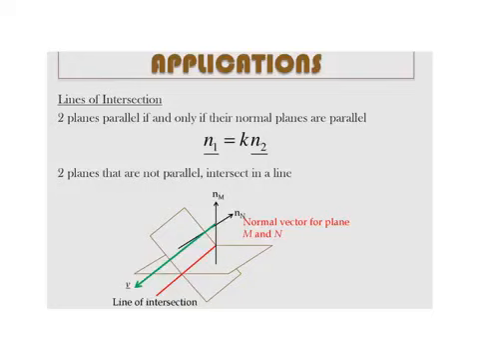We will discuss some applications of the previous topic and some related examples in this lecture. So, the application related to the line of intersection: two planes are parallel if and only if their normal vectors are parallel. If their normals are parallel, that means n1 can be written as k times n2. Then we can say that the given planes are parallel.